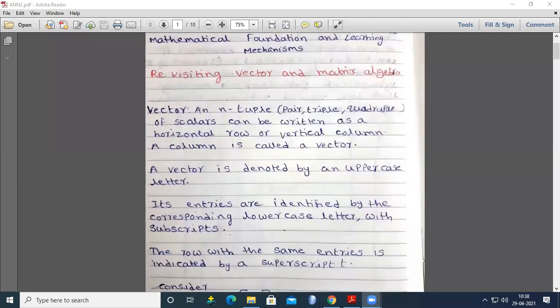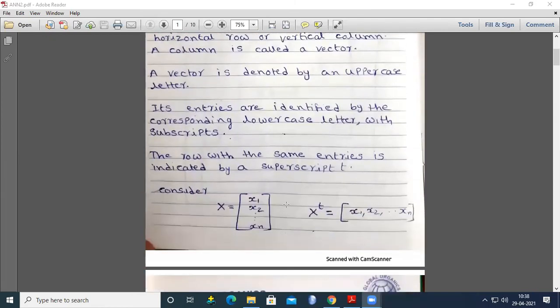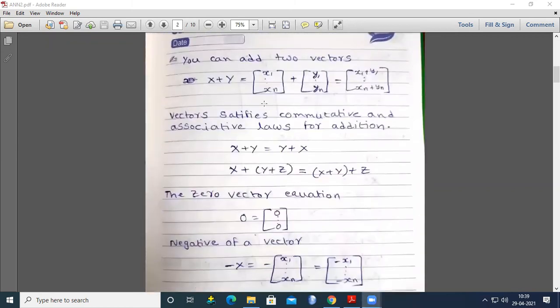So this is about vector algebra. What is a vector? A vector is an n-tuple of scalars, which can be written as a horizontal row or a vertical column. So x^T, where x equals x1, x2 up to xn, is the row representation of the vector. This is the column representation. Next, you can add two vectors, x plus y, where x equals x1 to xn and y equals y1 to yn. This is the addition of these two vectors, x1 plus y1.